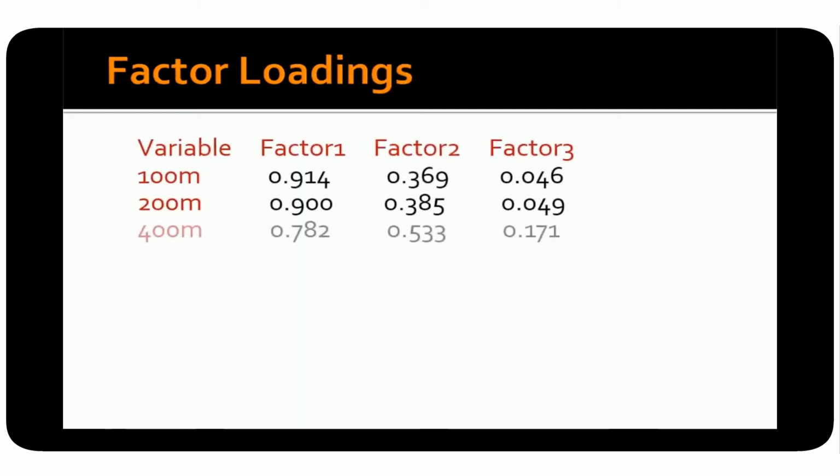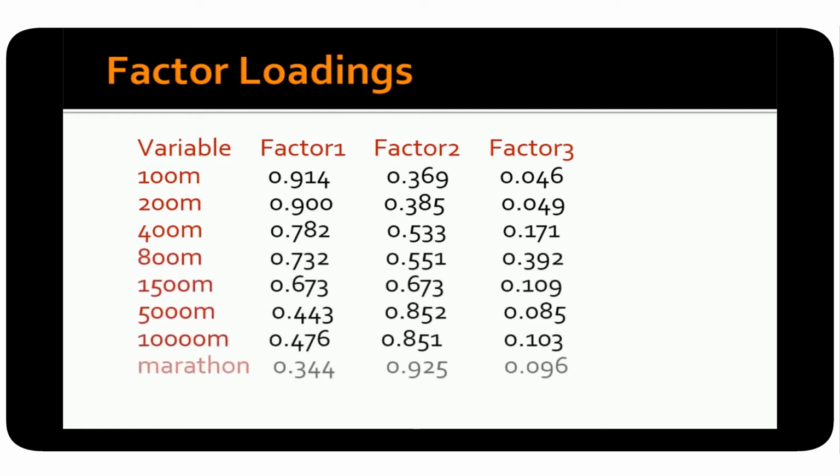Now, having done that, what are basically the factor loadings? The factor loadings, you can see for the first factor, it is 0.912 for 100 meters, 0.902 for the 200 meters, and so on and so forth, going to 0.476 for the 10,000 meters and 0.345 for the marathon. So, you can see that the loadings of the first factor are higher for the shorter races, whereas the loadings are much smaller for the longer races.